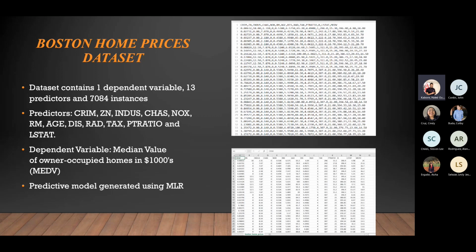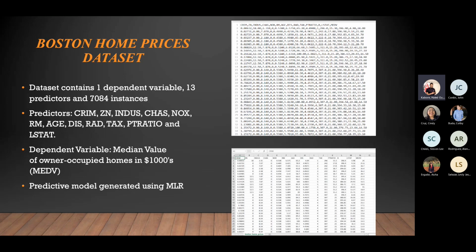And before the last one, we have PTRATIO, which literally means pupil-teacher ratio by town. And the last one is going to be LSTAT, which means the percentage of lower status of the population.